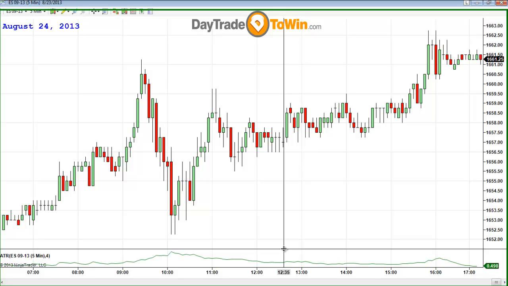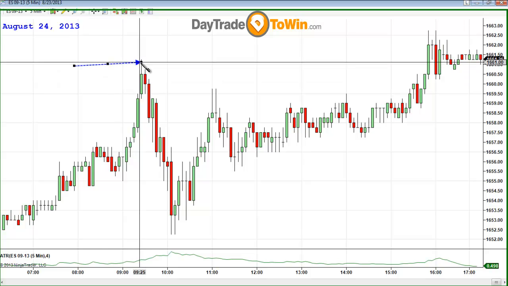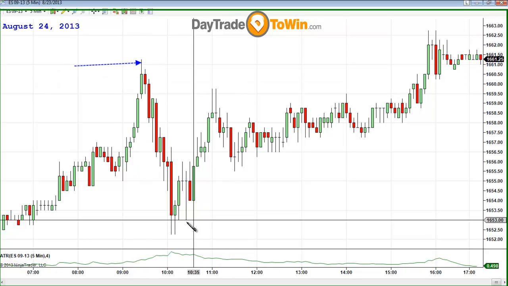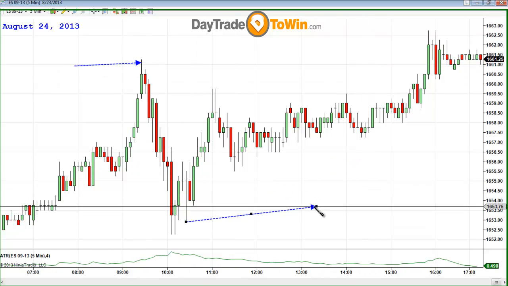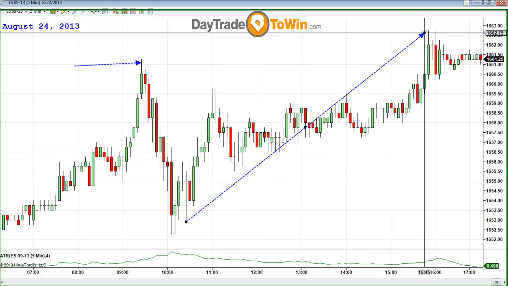So I have here a 5-minute chart, and what you're going to notice from this 5-minute chart is that the market comes up and stops here, and then comes up and starts to move again, right, and stops here.